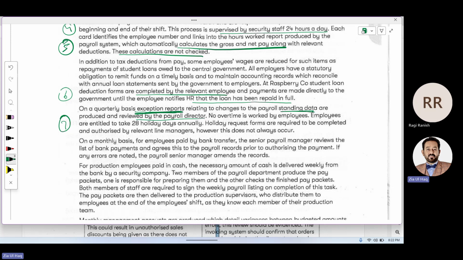No overtime is worked by employees. Obviously, they are working 8 hours, so there is no need for overtime. Employees are entitled to take 28 holidays annually. Holiday request forms are required to be completed and authorized by the relevant line manager. However, this does not always occur. This is a weakness. We will talk about it later on.